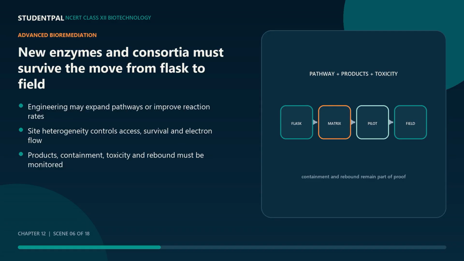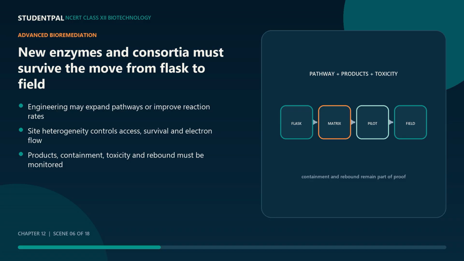Recent bioremediation innovation may use selected microbial consortia, improved enzymes, engineered pathways, OMICS-based monitoring or carriers that protect biological activity. Laboratory screening can identify an organism that transforms a pollutant, but the field contains mixed contaminants, changing temperature and pH, limited nutrients, competing organisms, and inaccessible sorbed material.